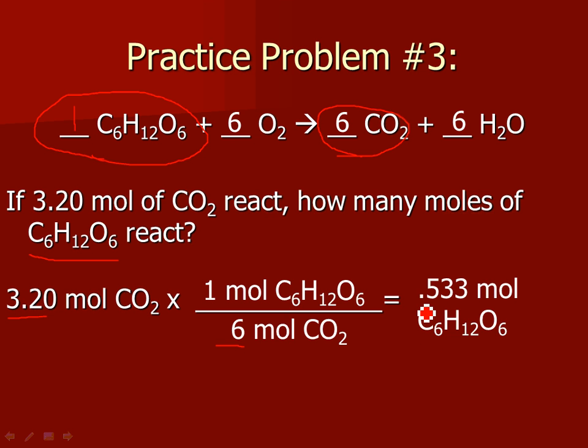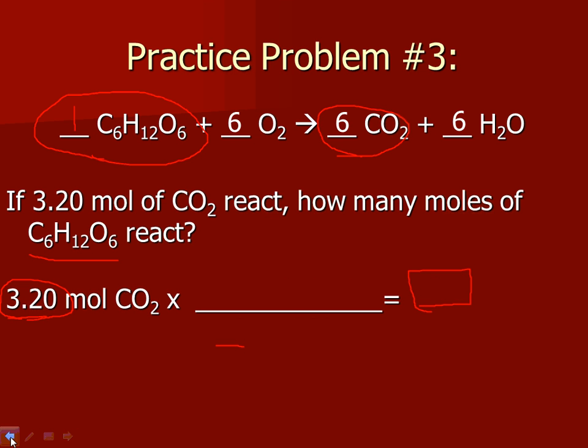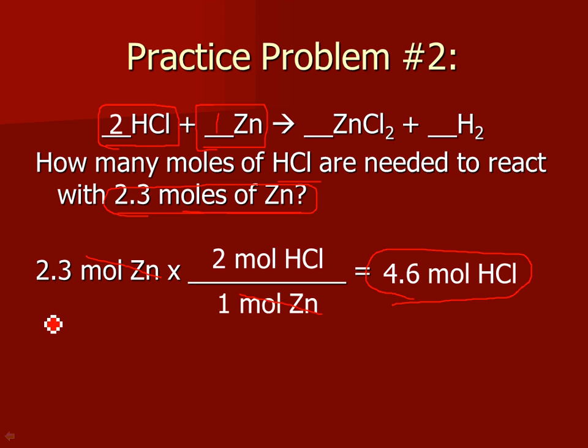And again, notice for sig figs, right, this is 3 sig figs because this value here is 3 sig figs. Let's go back real quick and look at the other ones just for the sig figs again. Looking here, 2 significant figures, so your answer has 2 significant figures. The number of significant figures is always based off of that beginning value.